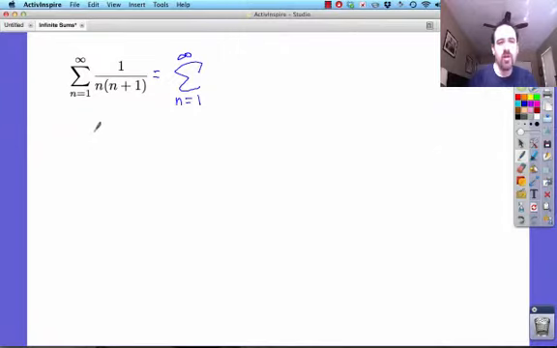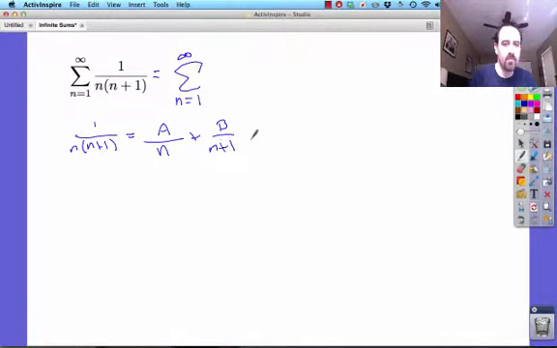All right, so let's go ahead and look how we're going to do this here. 1 over n times (n plus 1) equals A over n plus B over n plus 1. Okay, those are the factors. So we solve and we say, okay, we have 1 equals A times (n plus 1) plus B times n. And we solve here and we say, okay, well, if n is equal to 0, okay, then A is equal to 1.